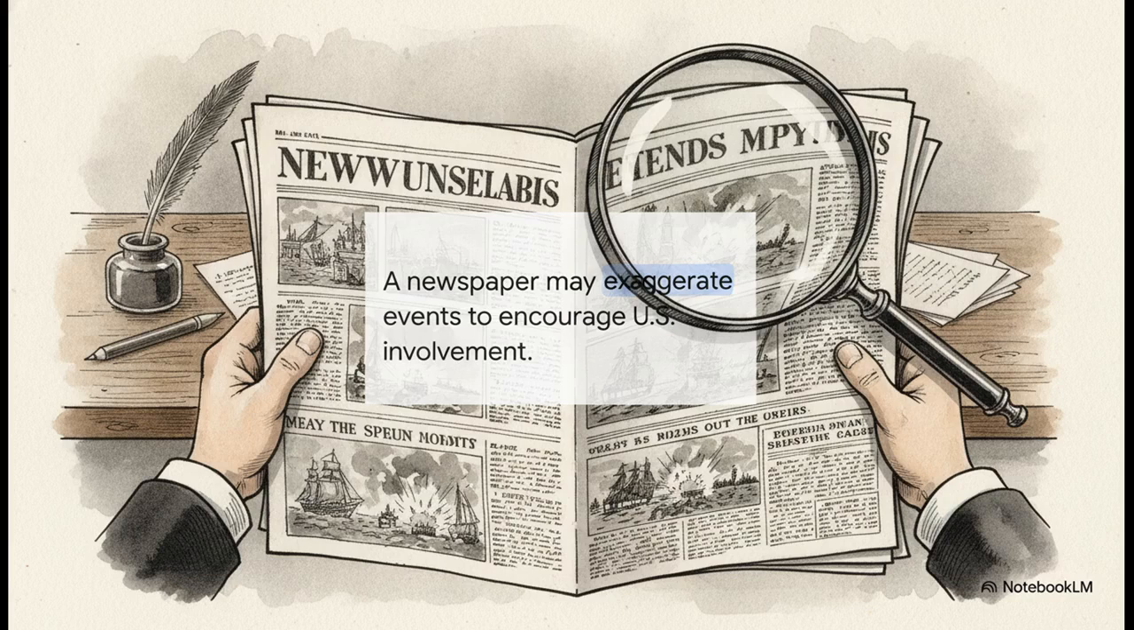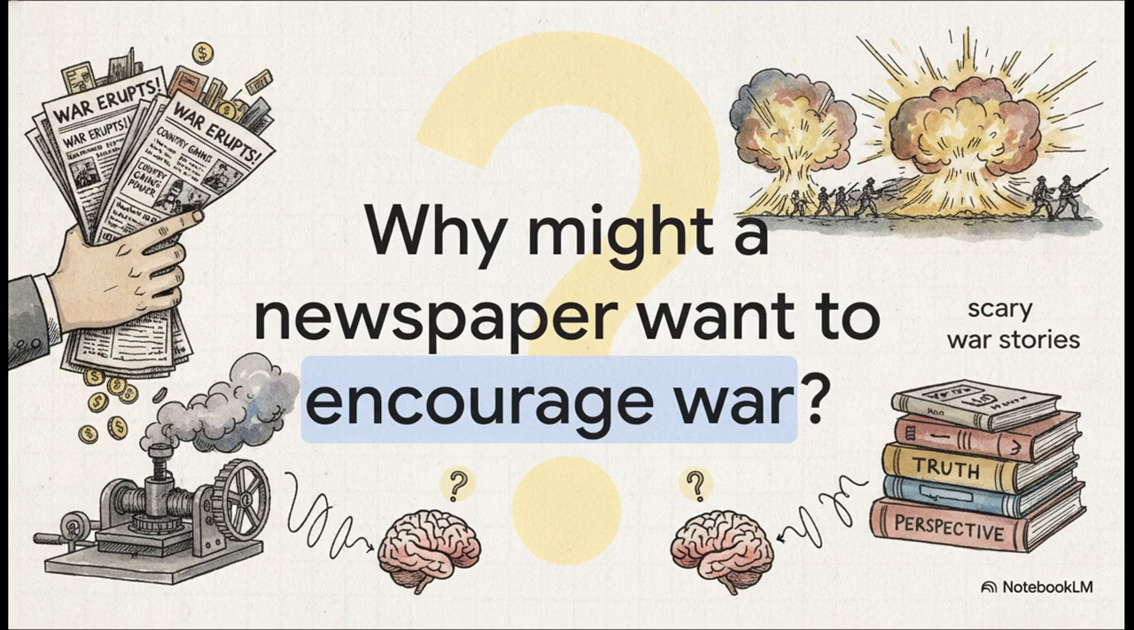To convince the public to get on board, the writers start heavily exaggerating events. They use this overly dramatic language, blow minor incidents completely out of proportion, and totally leave out any peaceful diplomatic efforts that were happening in the background. That right there, that is a classic example of bias in action. The writer is deliberately twisting the facts to push a very specific, aggressive agenda onto their readers. But let me ask you, why on earth might this newspaper actually want to encourage a war?